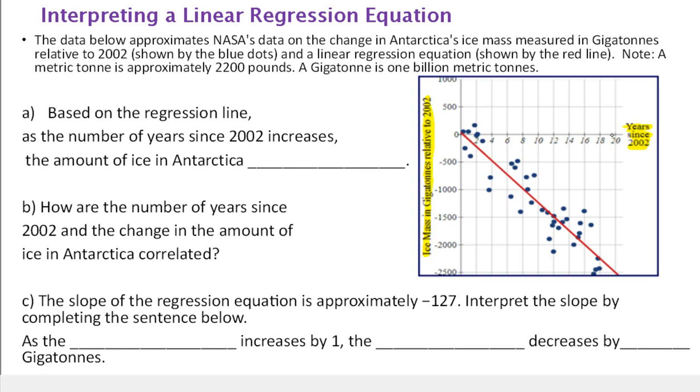Now, as stated up here, the blue dots are actual data points. So here's a data point for somewhere in 2007, and relative to 2002, we were down 500 gigatons of Antarctic ice mass. And this red line represents our linear regression equation.